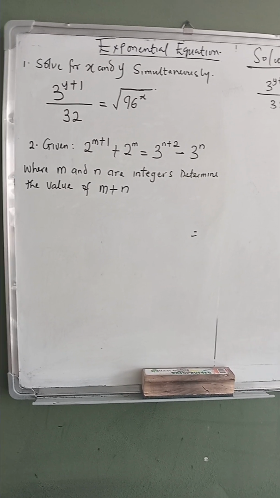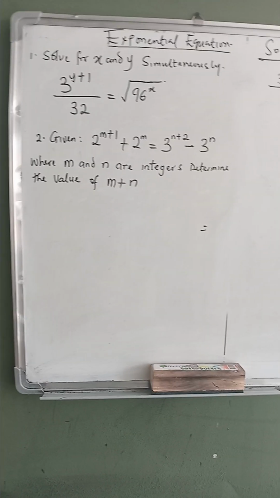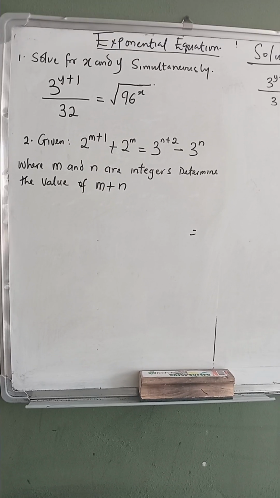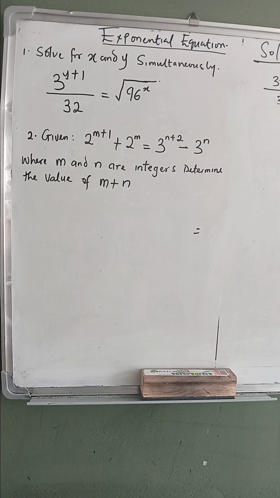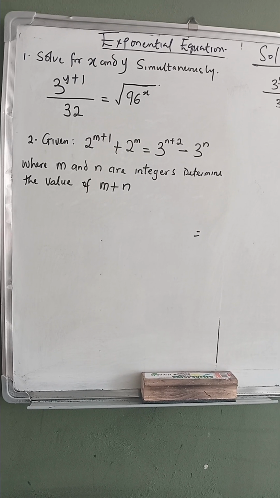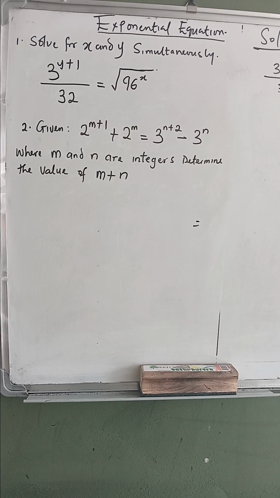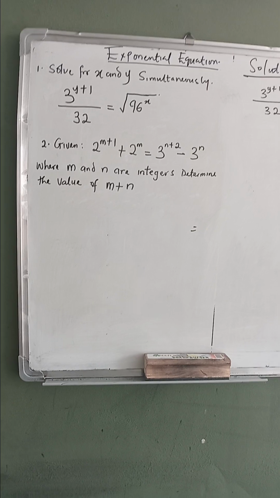Today we shall be looking at exponential equations. We are going to be solving the two equations on the board. The first one is to solve for x and y simultaneously. 3 raised to the power of y plus 1 divided by 32 equals the square root of 96 raised to the power of x.